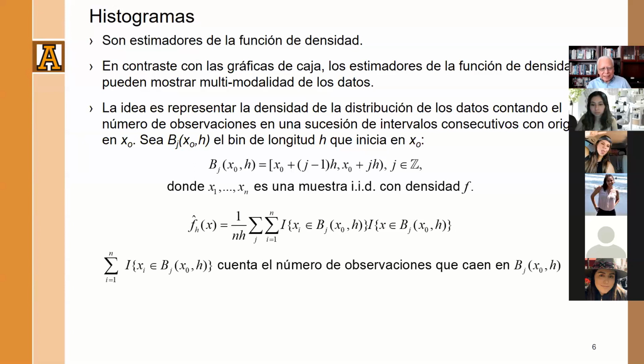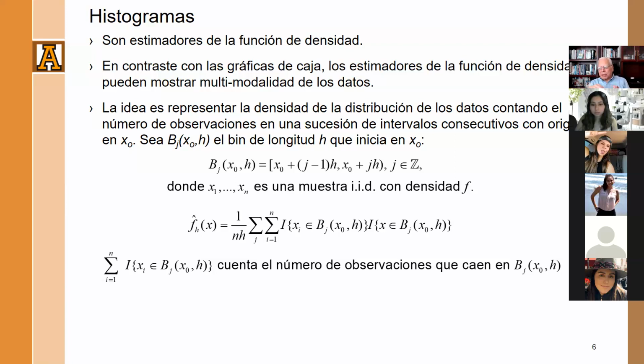See how this is the estimate? The estimate is built based on indicator functions that are 1 if the observation falls in the given interval, and 0 if it doesn't. So what they did is, instead of counting this number of observations, which is this sum from i equals 1 to n, this is counting the number of observations that fall in a given interval, and that's what the histogram does.